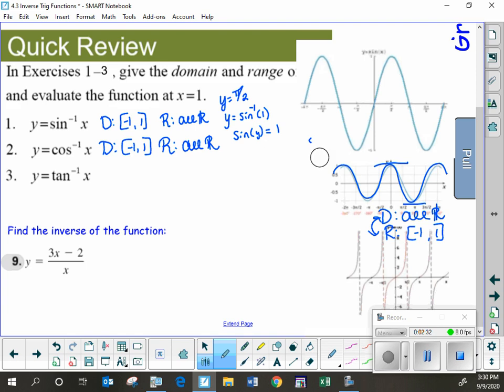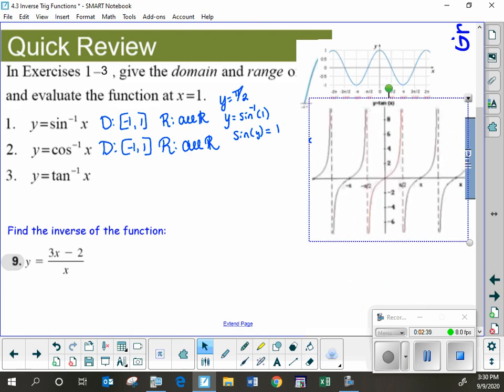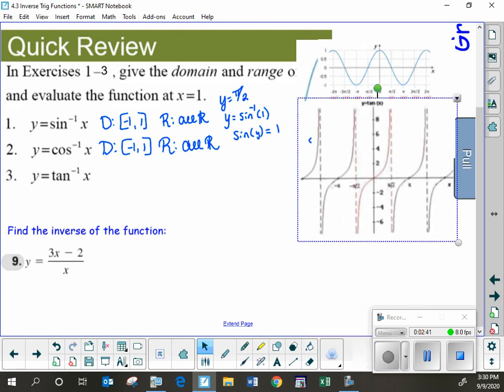Tangent, a little bit different. So tangent, remember there were vertical asymptotes when we were dealing with a tangent value. And those vertical asymptotes occur on the pi over 2 values. So commonly we talk about -pi over 2 and pi over 2. So the domain was excluding the pi over 2 and -pi over 2. And we want to get this down so that it is a function and passes the vertical line test as well as the horizontal line test.